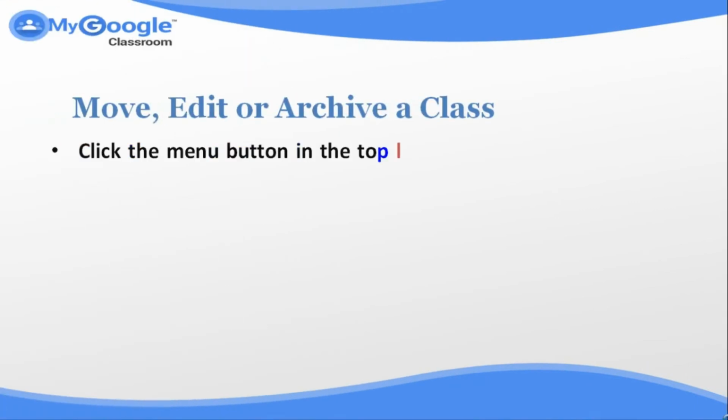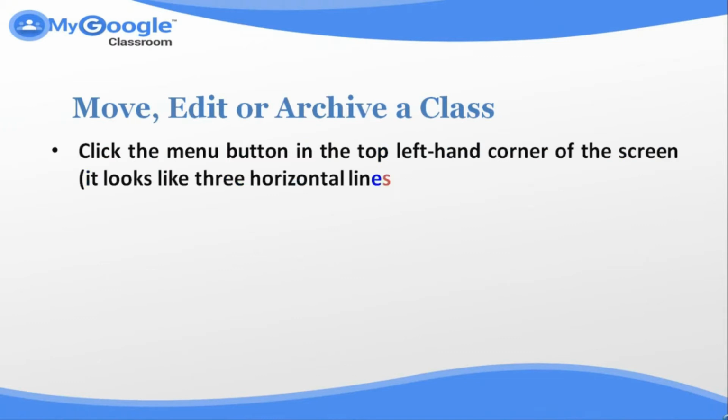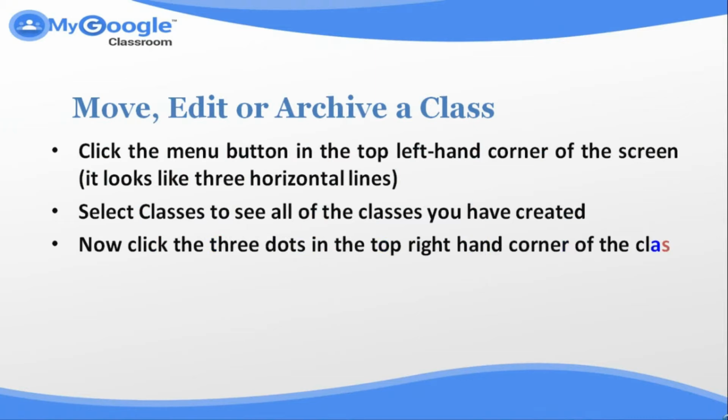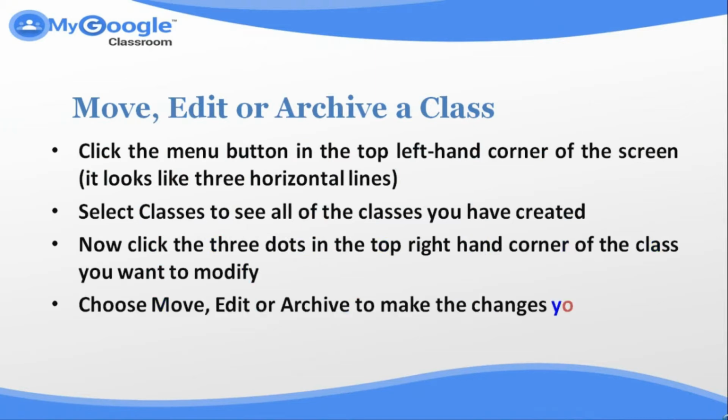Move, edit, or archive a class. Click the menu button in the top left corner of the screen. It looks like three horizontal lines. Select Classes to see all the classes you have created. Now click the three dots in the top right-hand corner of the class you want to modify. Choose Move, Edit, or Archive to make the changes you need.